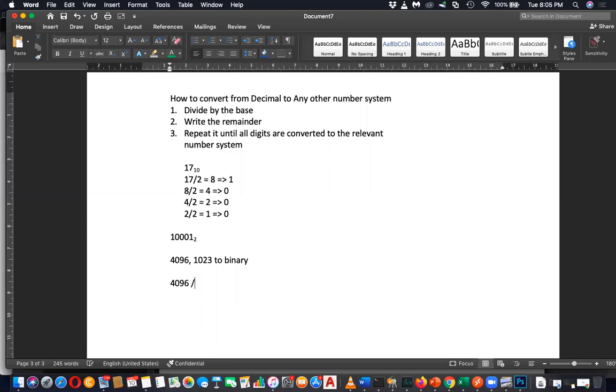So 4096 divided by 2 is equal to 2048. And what remained? Nothing, the remainder is 0. Then 2048 divided by 2 is equal to 1024, remainder 0. And you have to repeat the step.